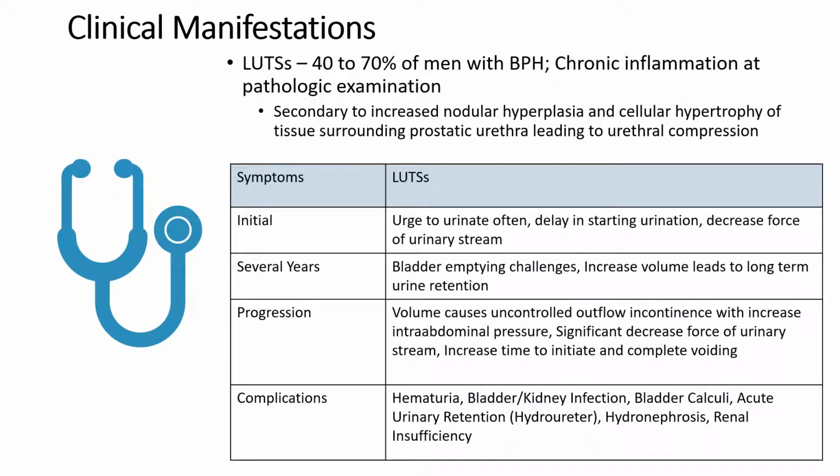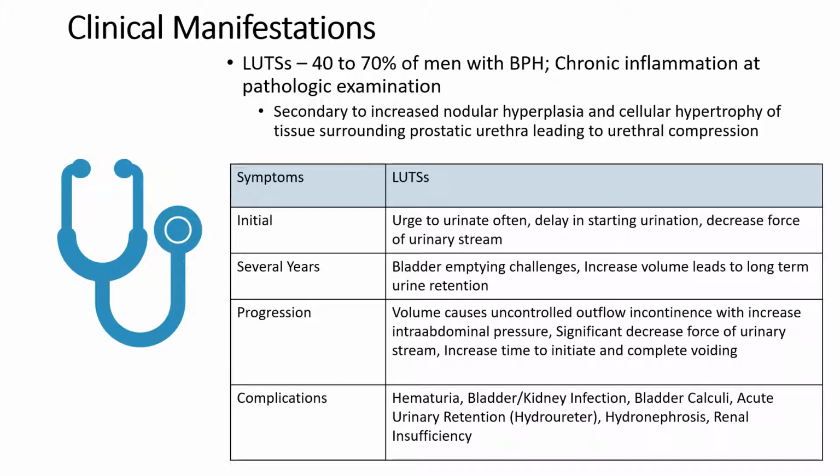The following are the clinical manifestations of benign prostatic hypertrophy. As a result of increased nodular hyperplasia and cellular hypertrophy of tissue that surrounds the prostatic urethra, these lead to urethral compression. A spectrum of lower urinary tract symptoms results among 40 to 70% of men with BPH. Chronic inflammation on pathologic examination may also be present.